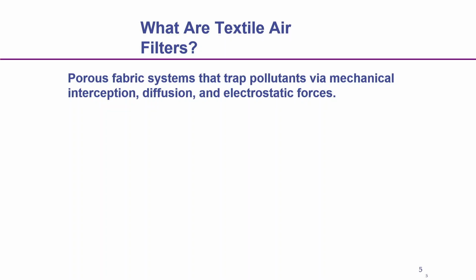So, textile air filters are basically a porous system. The porous structure is used because the air can pass through it, and it helps in trapping the pollutant via different mechanisms, like mechanical mechanisms such as interception and diffusion. There are also other mechanisms, inertial impaction, and electrostatic forces.